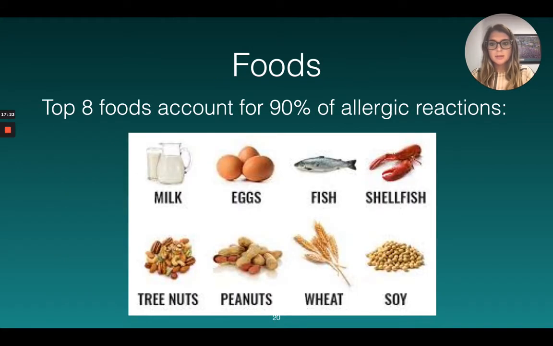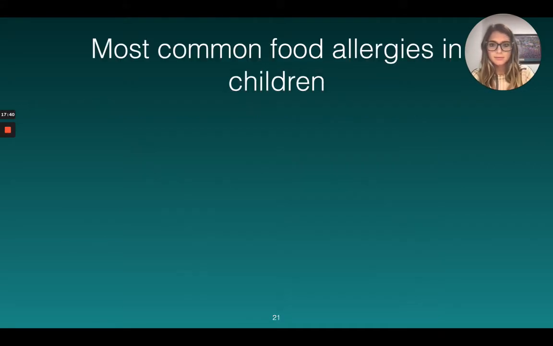So the top 8 foods account for 98% of allergic reactions in individuals. Those top 8 foods are going to be milk, eggs, fish, shellfish, tree nuts, peanuts, wheat, and soy. And there are differences between allergies found in children and adults.